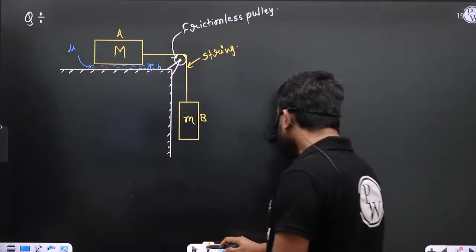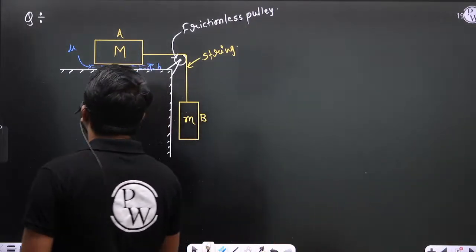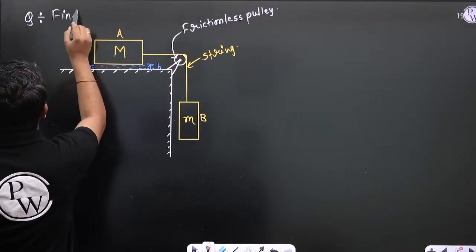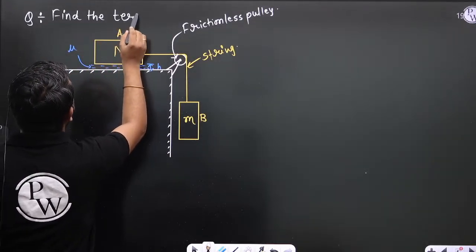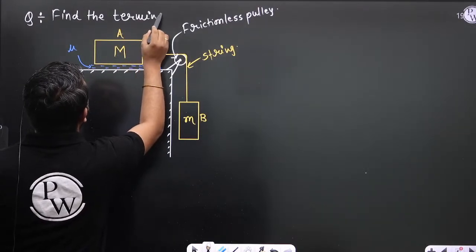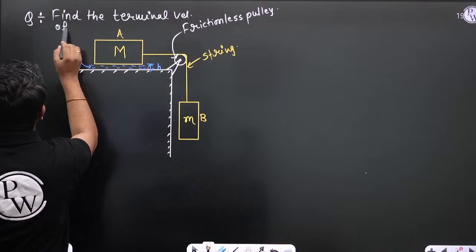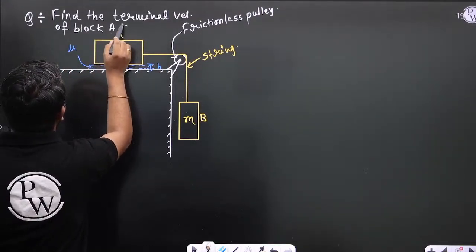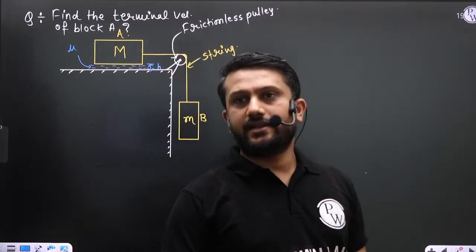So what is my question? The question is: find the terminal velocity of block A. This is the question.